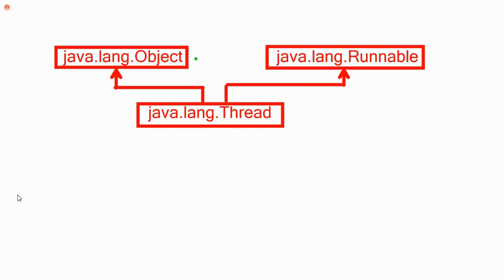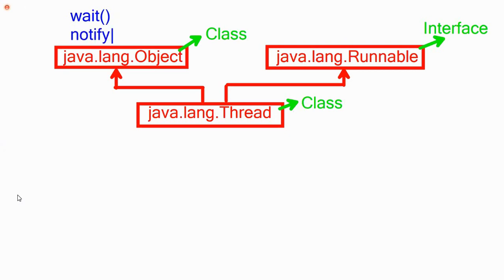So, it is a class, it is an interface, and it is a class. Here, two methods are there: wait and notify. Here, one method is there: run.